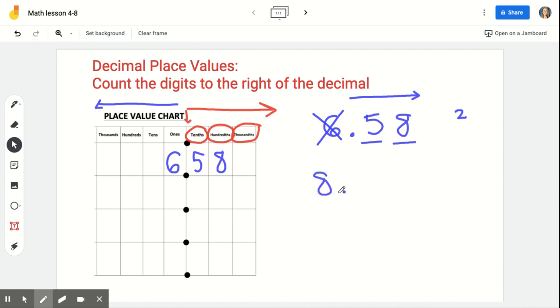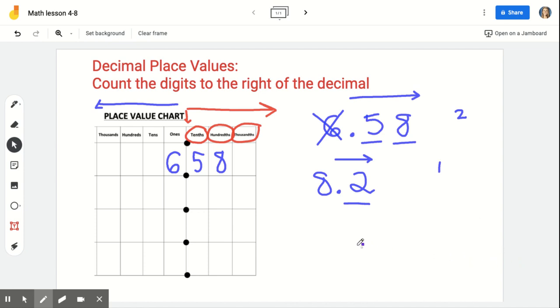Let's do another number. Let's do 8 and 2 tenths. How many decimal places are there in this number? We find the decimal, we count anything to the right. So we underline the digit 2. Go ahead and underline that with me. The 2 is in what place value? The tenths, and that's the only digit to the right, so we only have 1.